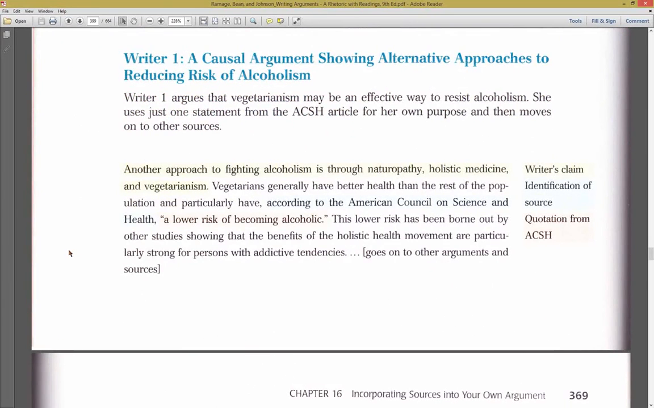Writer 1 does so in a very minor way. Writer 1 takes only one small piece of information from the original source, that vegetarians have a lower risk of becoming alcoholic. Writer 1 does this because Writer 1's concern is not vegetarianism on its own, but alcoholism. Writer 1 only cares about the facts about vegetarianism that are related to alcoholism. So Writer 1 takes one small statement from a fairly long, several-paragraph passage to add to his or her argument.